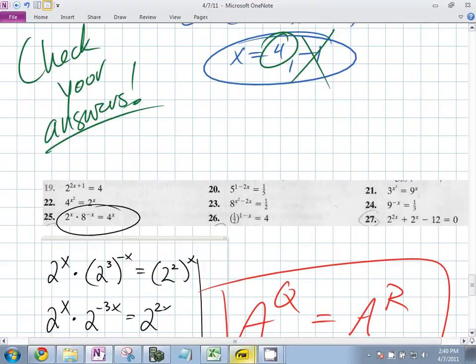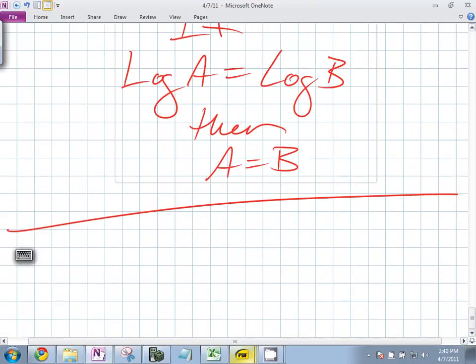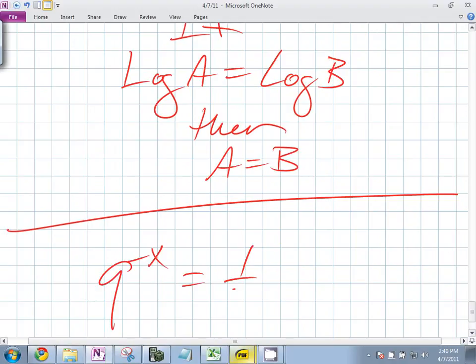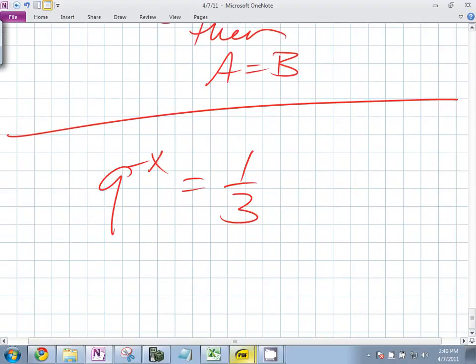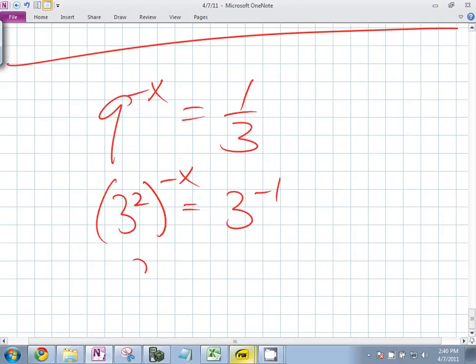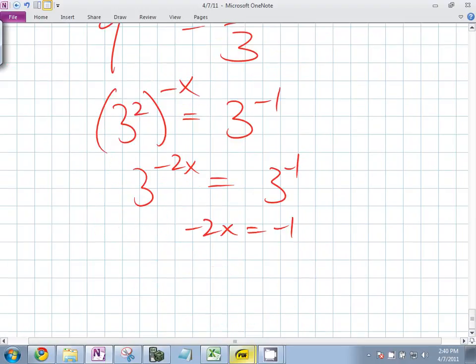Okay, when you look at 24, what do you see? 3. Yes. Good answer. 9 to the negative x equals 1/3. What's 1/3? 3 to the negative 1. What's 9? 3 squared. So you get 3 to the negative 2x equals 3 to the negative 1, so negative 2x equals negative 1, so x is equal to 1/2. Done. If you recognize the common base, things get real easy.